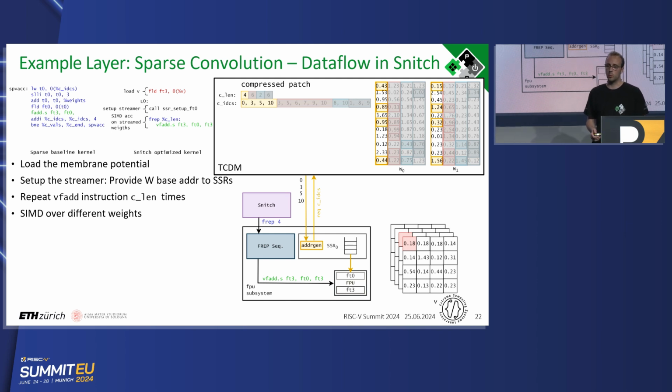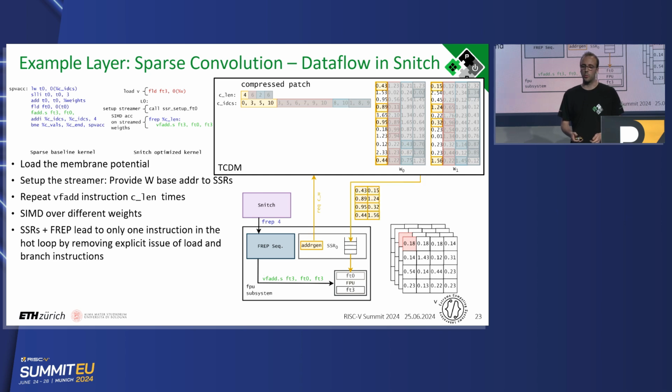The data mover will start fetching the channel indexes, and will provide them to the address generator. The address generator will compute the indirect addresses, and then the data mover again will start streaming the weights directly from the TCDM to the floating point registers. As soon as the weights reach the target register, they will be consumed by the SIMD floating point add operation issued by the floating point repetition sequencer.